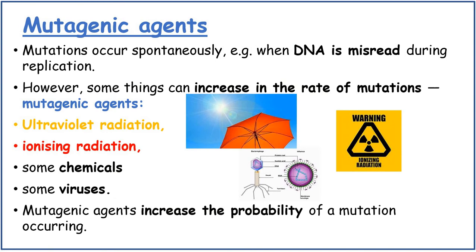Mutagenic agents. Mutations occur spontaneously, for example, when DNA is misread during replication. However, some things can increase the rate of mutations. These are called mutagenic agents. And examples are UV radiation, ionizing radiation, some chemicals, and some viruses. Mutagenic agents increase the probability of a mutation occurring.